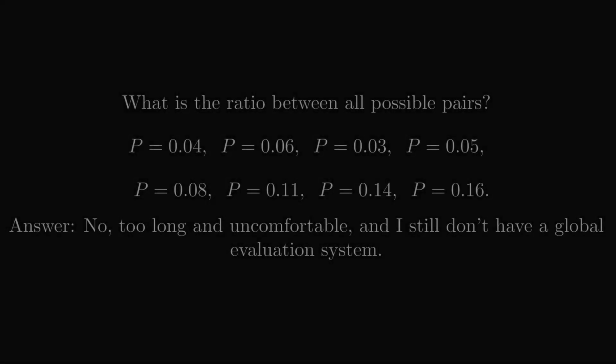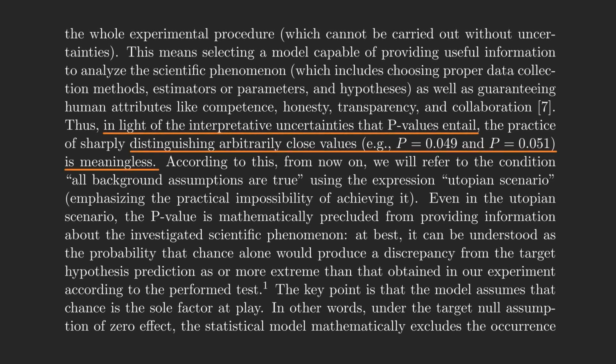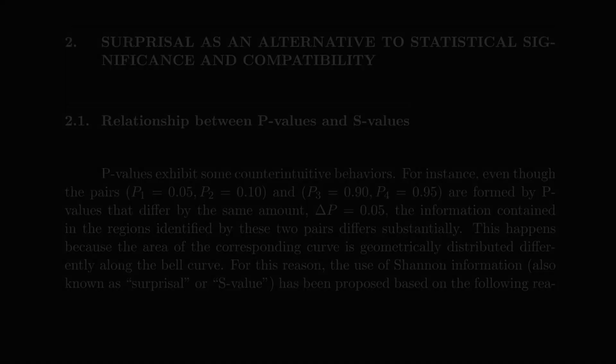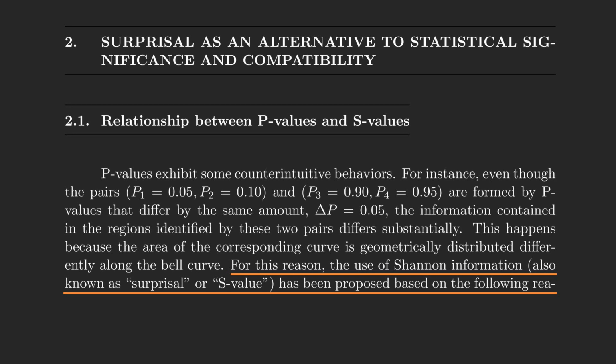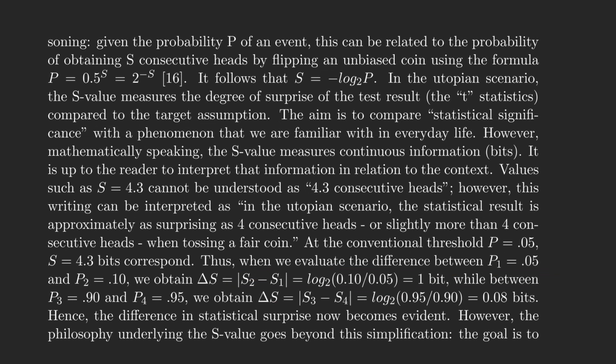However, having to consider the ratio between two p-values every single time is quite impractical and inconvenient. Furthermore, as extensively discussed in the recommended literature, distinguishing between arbitrarily close values is often inconclusive or even scientifically incorrect. For this reason, the use of Shannon information, also known as Surprisal or S-value, has been proposed based on the following reasoning. Given the probability P of an event, this can be related to the probability of obtaining S consecutive heads by flipping an unbiased coin using the following formula. Thus, we obtain the following logarithmic relationship between P and S.